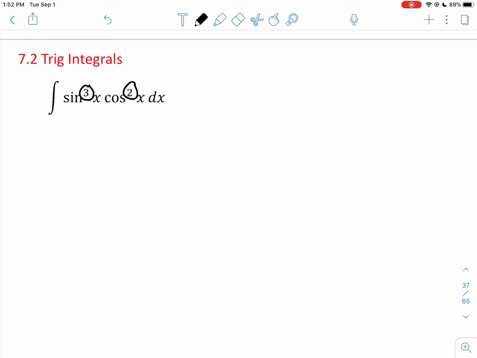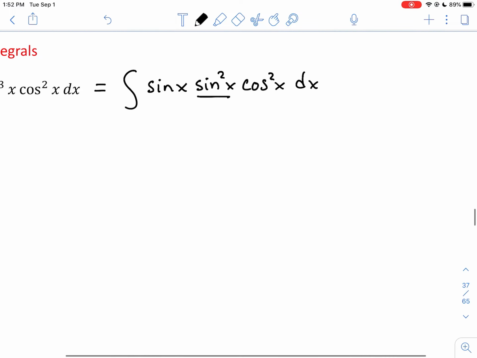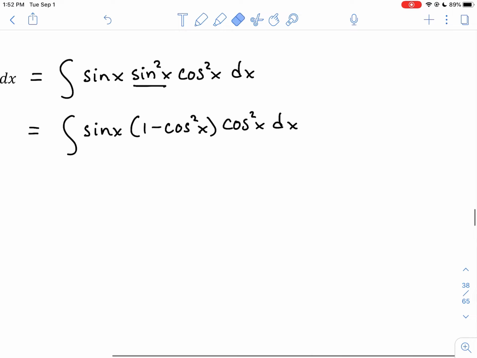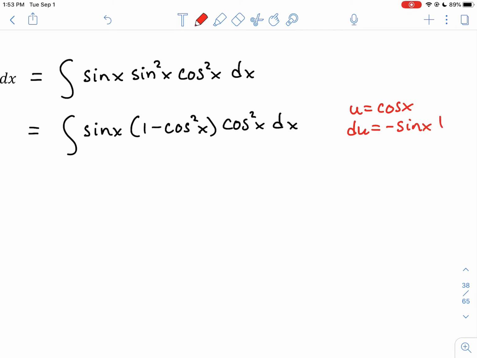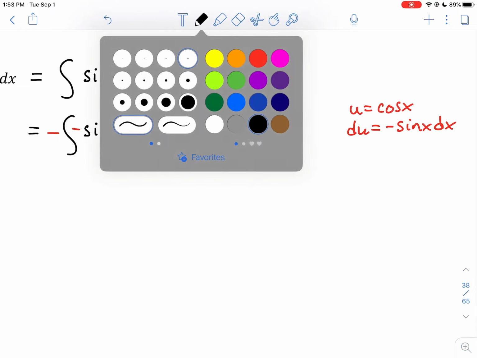If you see one of these powers is odd, they don't both need to be odd, but at least one of them does. Focus on any of the powers that are odd, in this case the sine, and save one sine off to the side, and then convert all the remaining sines to sine squares. But now I'm going to do the Pythagorean identity on just that part right there. When you do this, we're perfectly set up to do a substitution on the cosine. Let u be the cosine of x, du will be the negative sine of x dx. There's the sine of x, there's the dx. We do need a negative, so I'll put those negatives there. And I'm ready to convert this into an integral in terms of u.